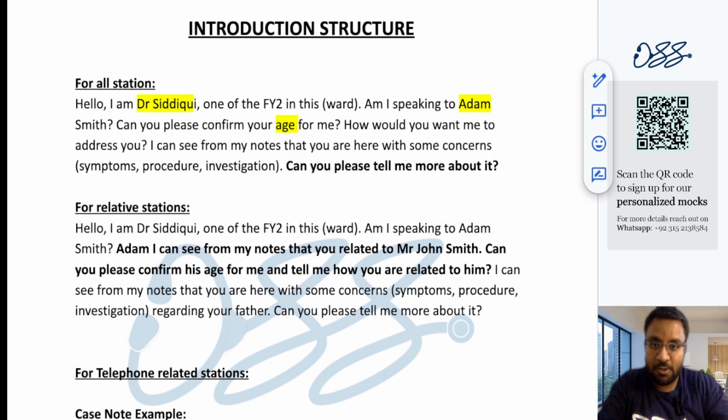So you cannot just assume that if his name is Adam Smith, he would like to be addressed as Adam. For example, in my case, my name is Dr. Saro Siddiqui, and usually I like to be addressed as Dr. Siddiqui. So it's a personal preference, and you need to respect that when you're doing your introduction.